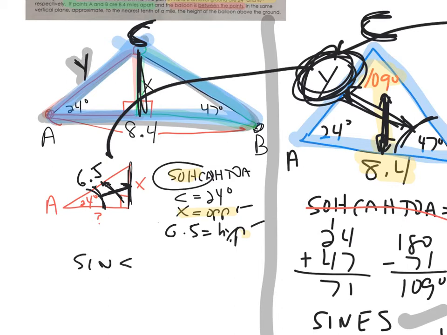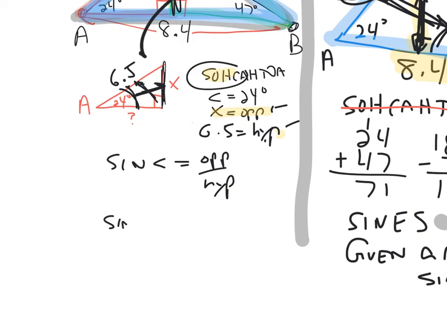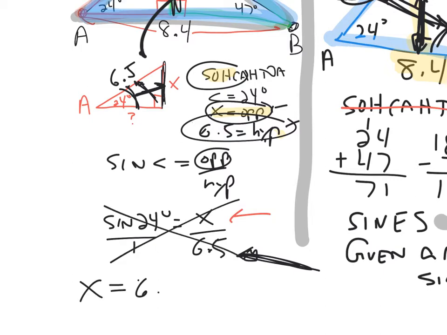The sine of an angle equals opposite over hypotenuse. So here I'm going to have the sine of the angle, which was 24, equals the opposite, which is x, over the hypotenuse, which we said was 6.5. And here, since my x is in the numerator, I'm going to put the sine of 24 over 1 and cross multiply. Remember, if x would have been in the denominator, we would have used that whole switcheroo rule. But here, I'm just going to cross multiply. So I have 1 times x, which is x. That equals 6.5 times the sine of 24.